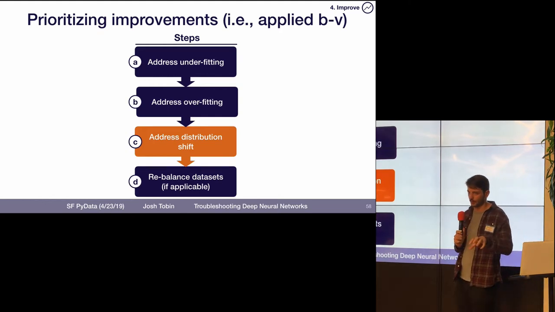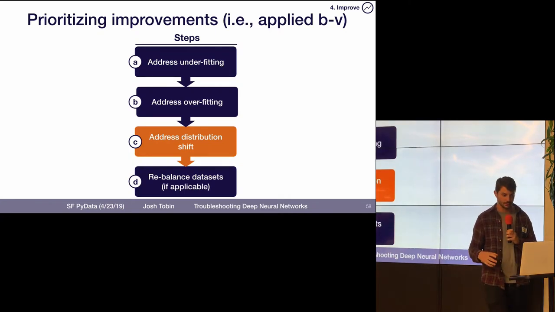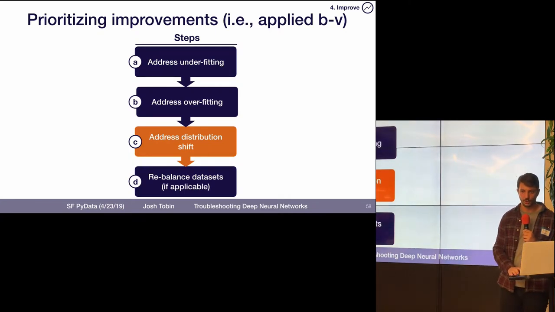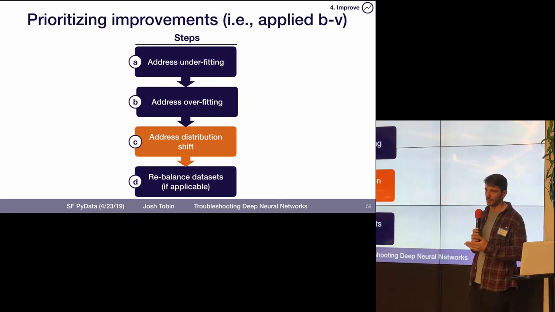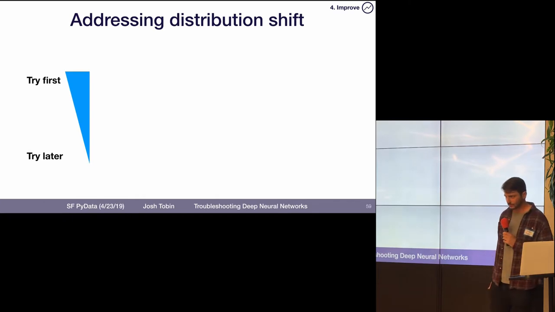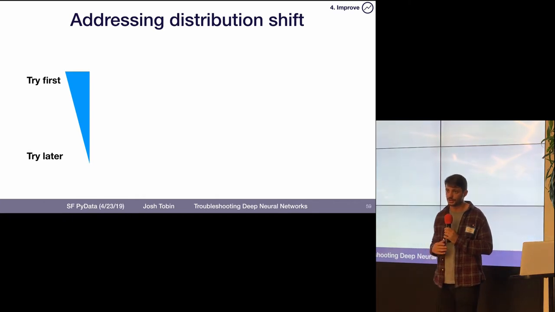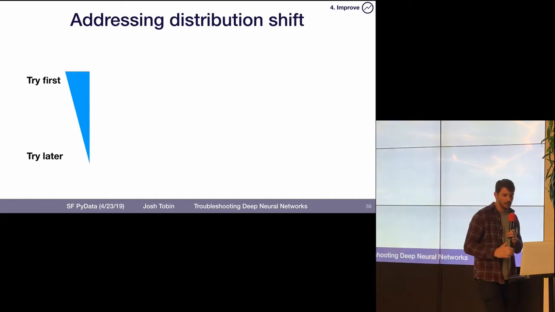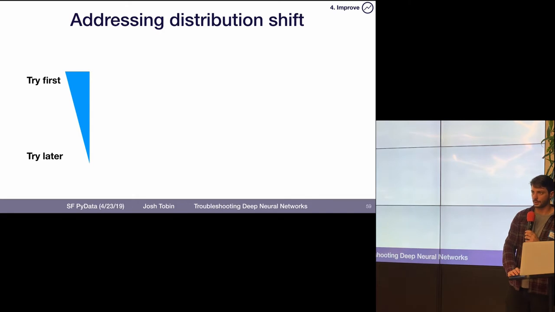And so the next step, once your model is performing well on your train val set, is to make sure that it performs well on your test val set. So what do you do if there's a distribution shift? Right, so if your training data and your validation data are not the same. If you can just collect more data that comes from your validation set, then that's great, you should do that.